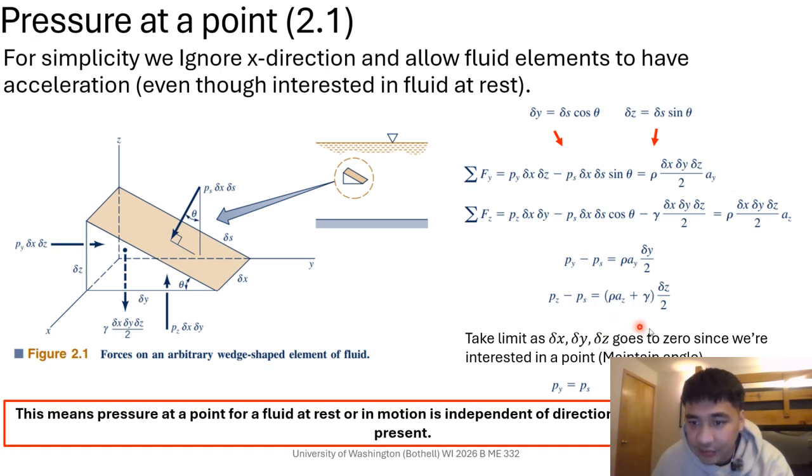So now if you have this equals 0, this equals 0, you basically get all these pressures in different directions all equaling each other. So this means pressure at a point for a fluid at rest or in motion, which is because we had acceleration here, is independent of direction if there is no shear stress present.